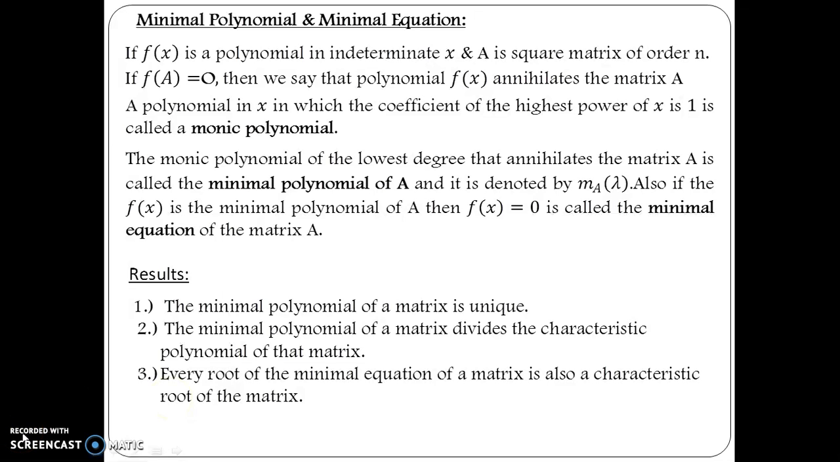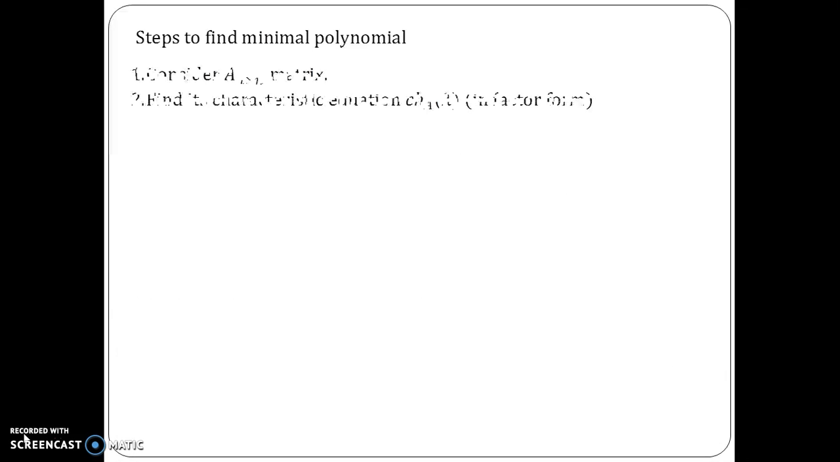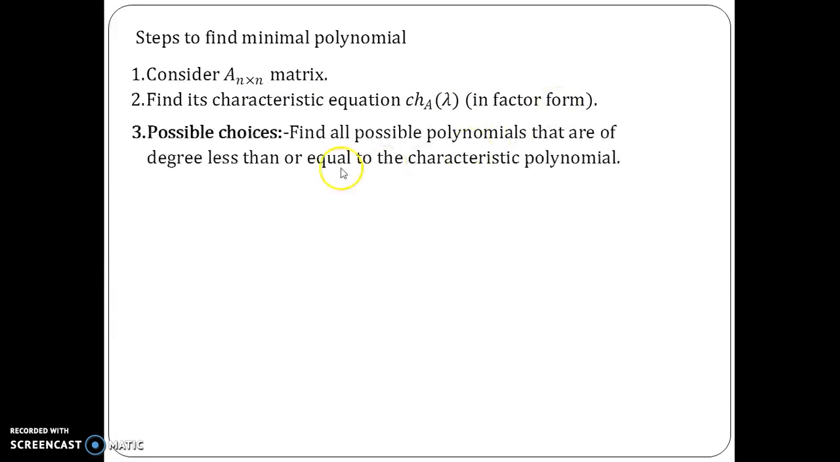So let us see ahead what are the steps to find a minimal polynomial. The first step is that you consider your matrix A and find its characteristic equation in the factor form. The third step is you write down all the possible choices of the polynomials whose degrees are less than or equal to that of the characteristic polynomial.